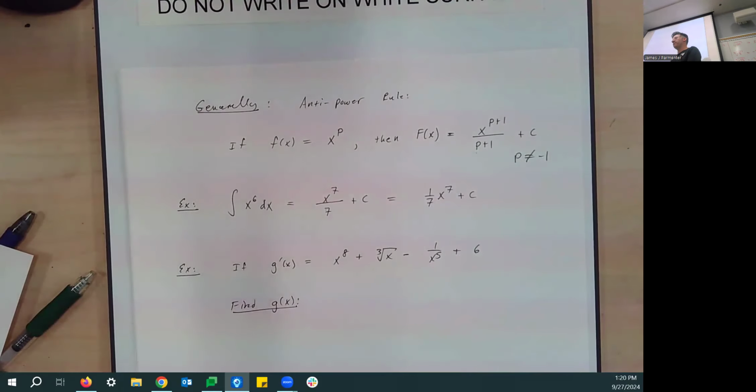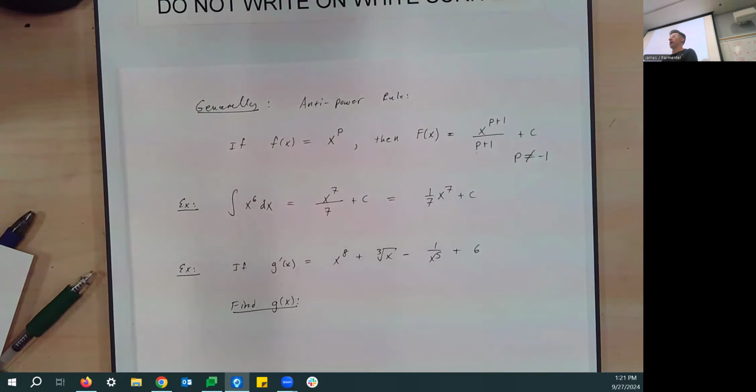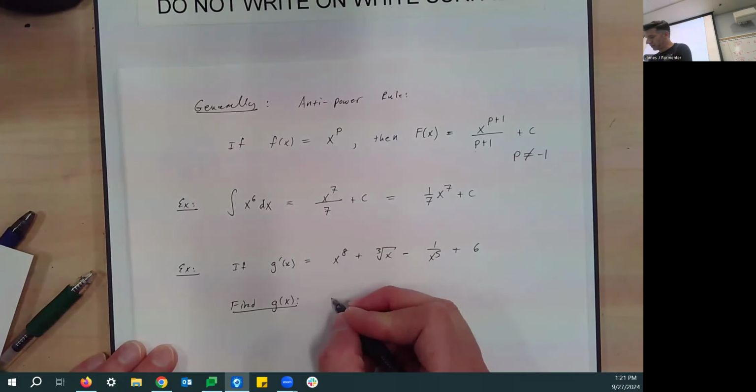Before I do that, it is in my interest, and in your interest, to simplify this expression as much as possible. Specifically, I want to rewrite all these things as x to a power. Not 1 over x to a power, but x to a power. So x to the 8th is fine. So g prime of x, I'm not finding g of x just yet.